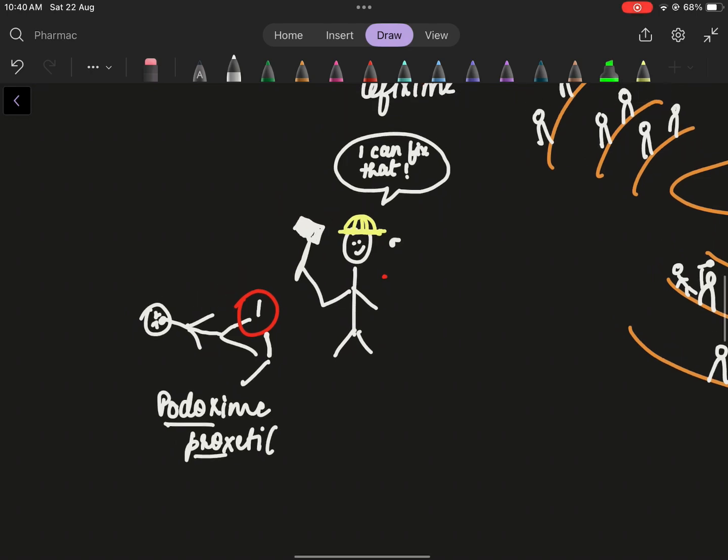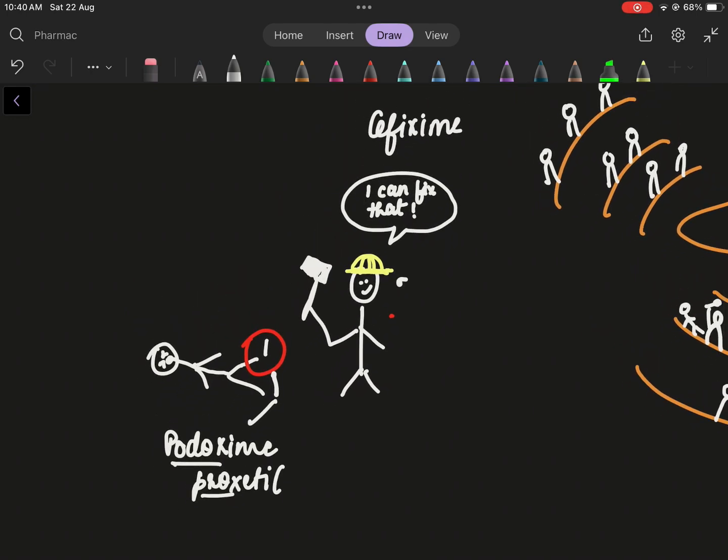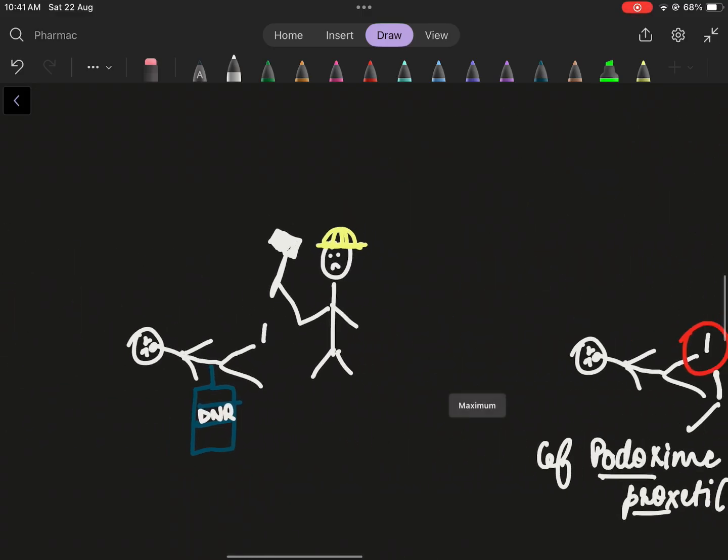Okay, podoxime for foot and proxetil for proximal part. So the ortho bro is fixing the proximal part of this guy's foot. This is where the oral third generation cephalosporins start. So that is your cefixime and cefpodoxime proxetil.